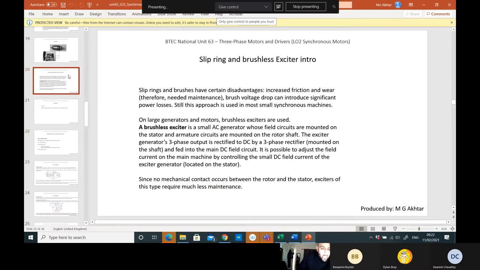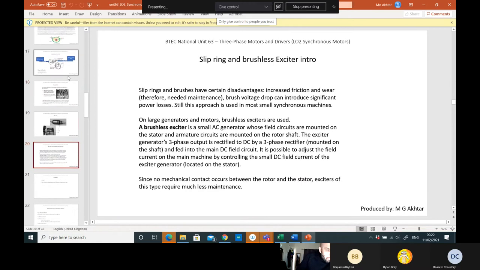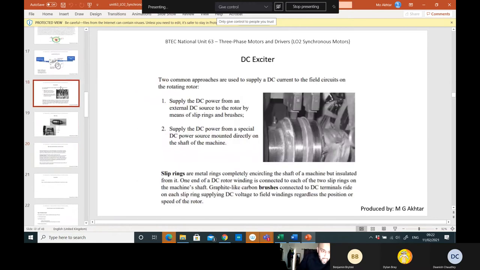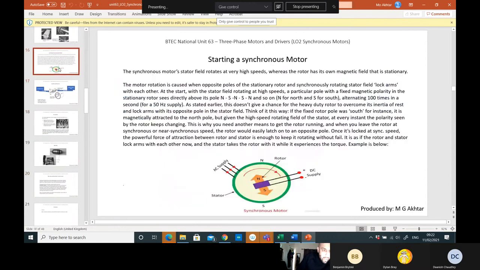So the purpose of excitation, there is some information here on exciters, but basically the purpose of it is to lock the rotor magnets, energize them, turn them into magnets, because it's an electromagnet system inside there. So you've got to put electricity through the coils that turns them into magnets, and then the magnets lock onto the magnetic field of the stator windings. Now that's the purpose of the excitation system.